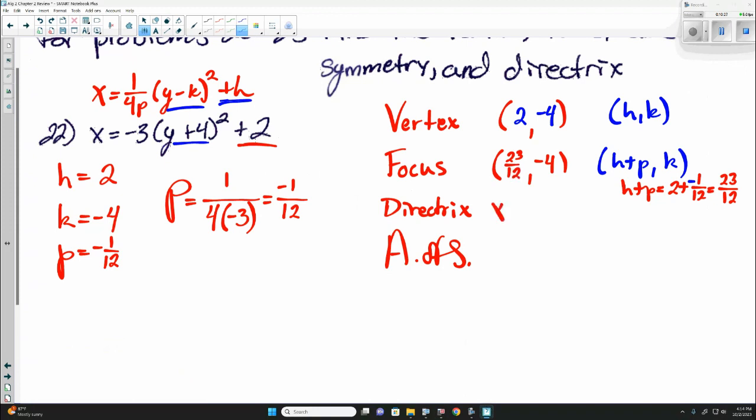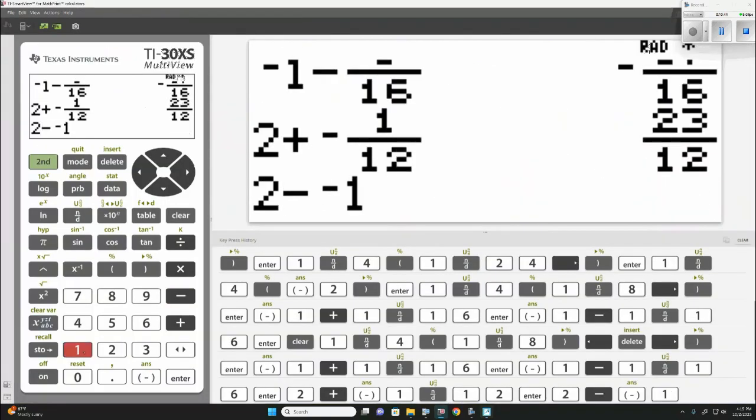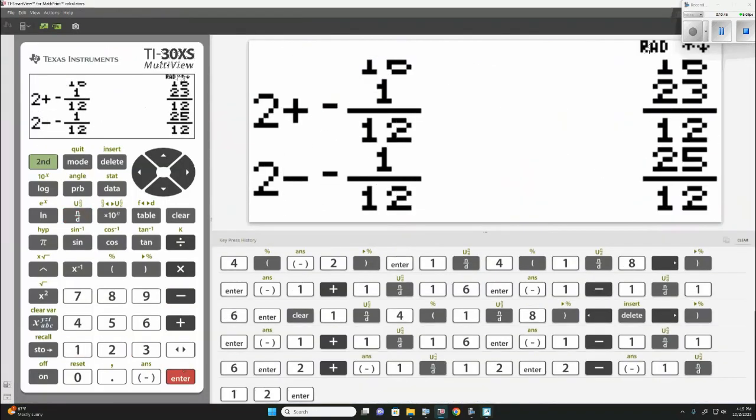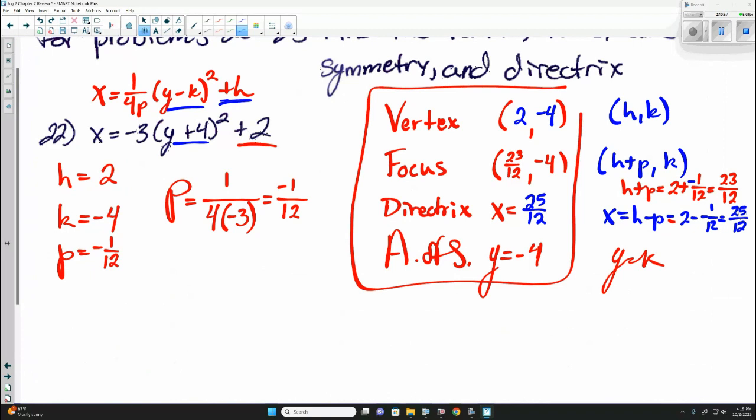Our directrix is going to be x equals, in the general form, it's x equals h minus p, which would be 2 minus -1/12, which actually works out to be 25/12. And again, you could type that into the calculator. 2 minus -1/12 is 25/12. And lastly, axis of symmetry. So that's y equals k, so y equals -4. And that's it.